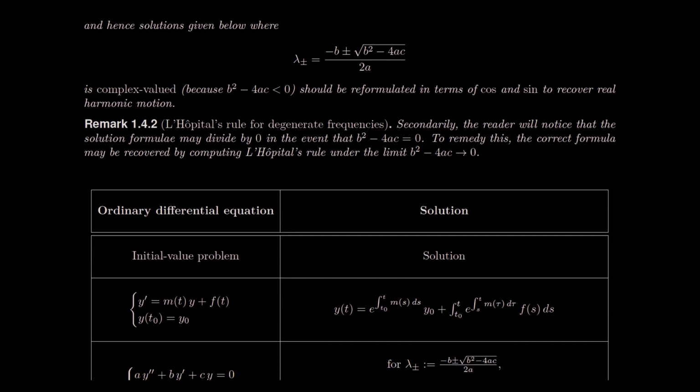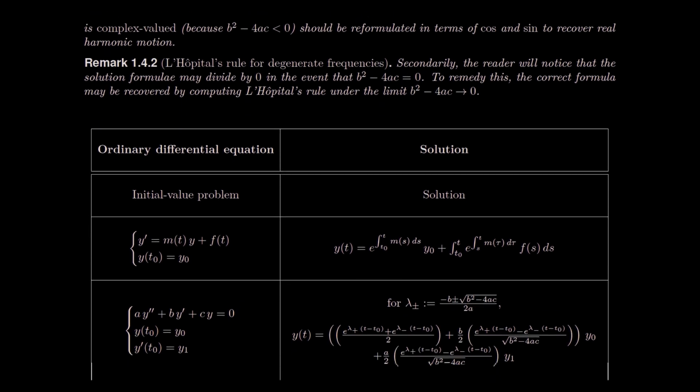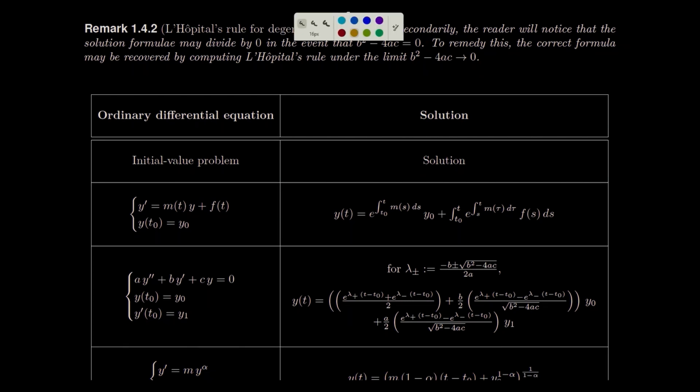Second remark is about L'Hopital's rule in the event that we have degenerate frequencies. There's going to be some situations when this lambda, which I'm calling lambda plus minus, I'm giving it a name as basically the solutions to a quadratic, right? There's your quadratic formula. There's going to be a lot of situations where this b squared minus 4ac is equal to 0, in which case lambda plus equals lambda minus. And what's going to happen here? B squared minus 4ac is 0, so we've got a 0 in the denominator.